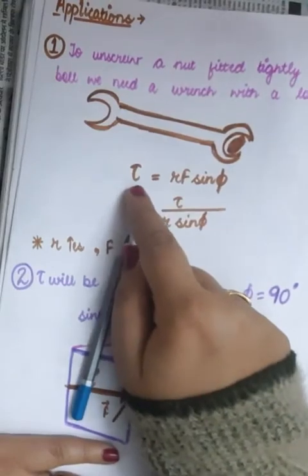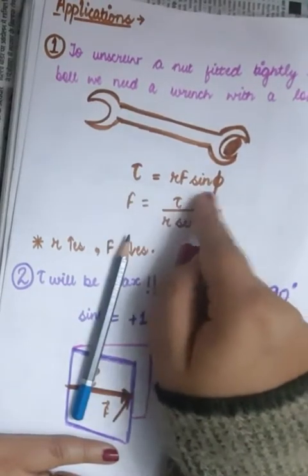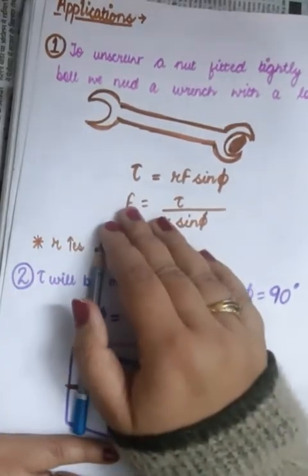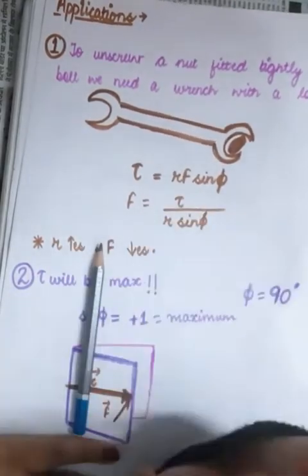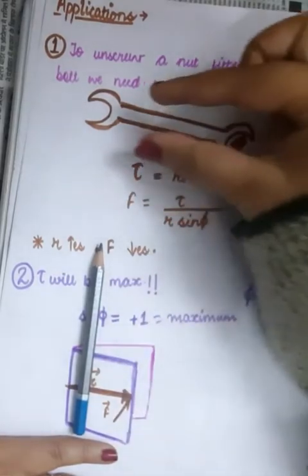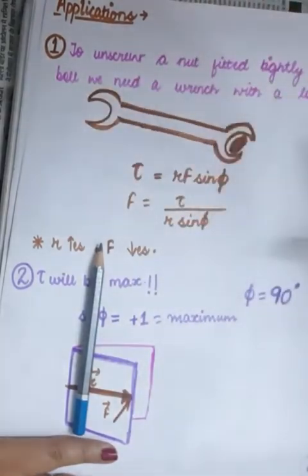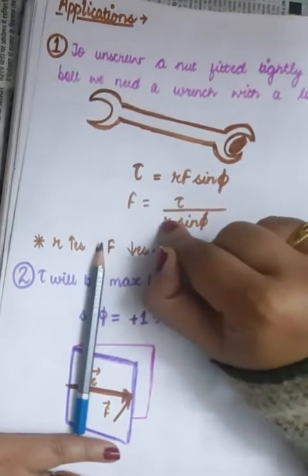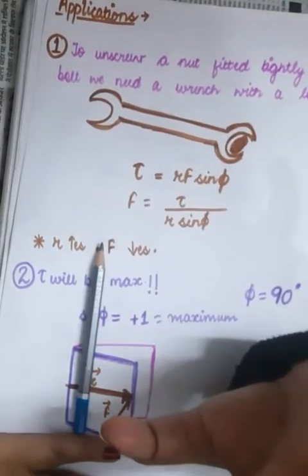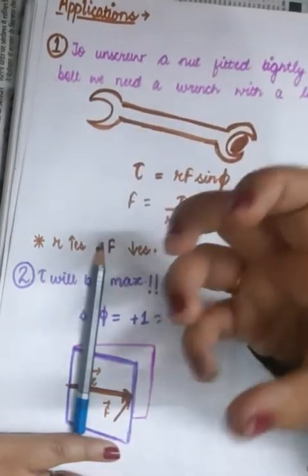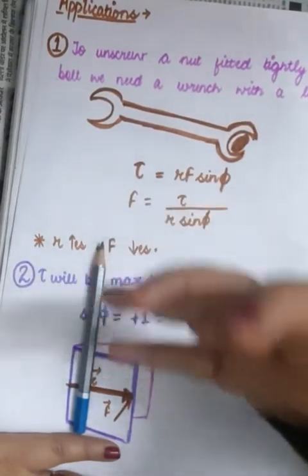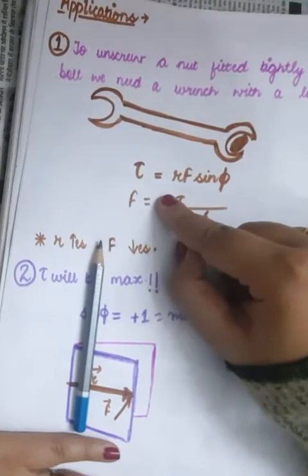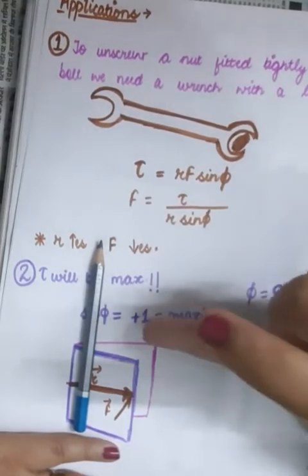See, torque is equal to Rf sine phi, as per the polar expression. Now, F is equal to torque upon R sine phi. So, if you are using a wrench with a very long arm, you have increased R. R increases, F decreases for the given amount of torque. What does that mean? That when you have a wrench of a longer arm, you would have to apply lesser force, right, to unscrew something.